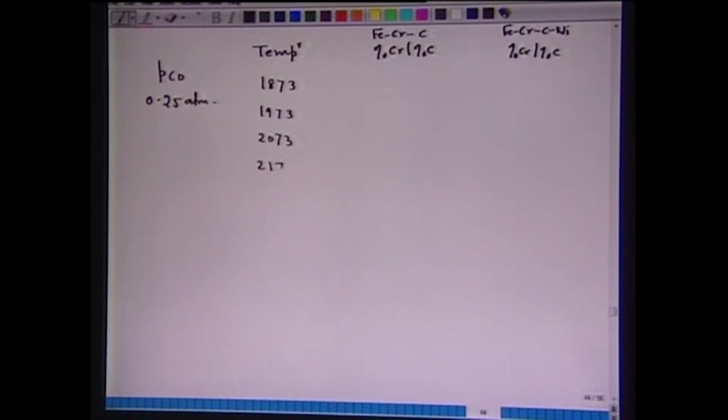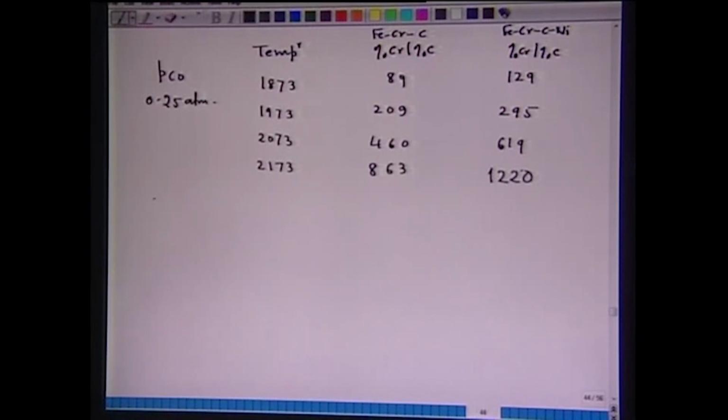2073 and 2173. The ratio here is 89, 209, 460 and 863. Here 129, 295, 619 and 1220. So, you see, decrease in partial pressure of carbon monoxide from 1 atmosphere to 0.25 atmosphere increases the ratio of percentage chromium upon percentage carbon in the melt for all temperatures.